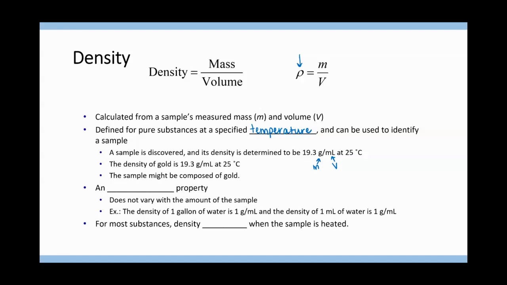In the past, we talked about intensive and extensive properties, where intensive properties do not vary with the amount of the sample, but extensive properties do. Density is intensive. No matter how much of a sample of gold that you have, the density is always 19.3 grams per milliliter at 25 degrees Celsius. Or for water, doesn't matter how much water you have, its density is always 1 gram per milliliter at room temperature.